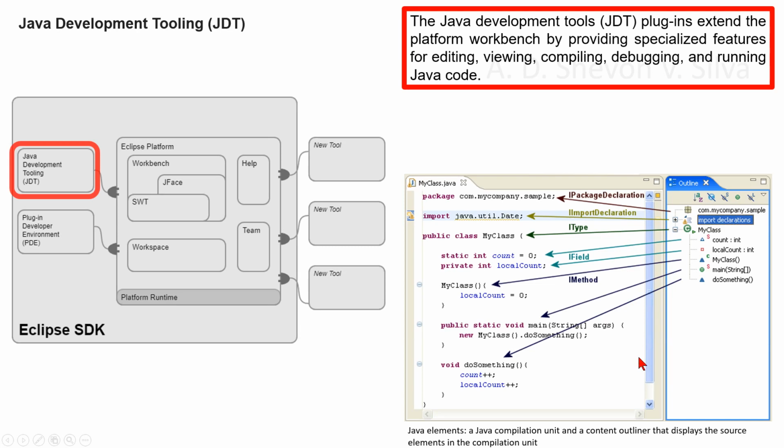Other elements correspond to the items that make up the Java compilation unit. The figure here shows the Java compilation unit and a content outliner that displays the source elements in the compilation unit. These elements implement the ISourceReference interface, since they can provide corresponding source files. As these elements are selected in the content outliner, their corresponding source code is shown in the Java editor.